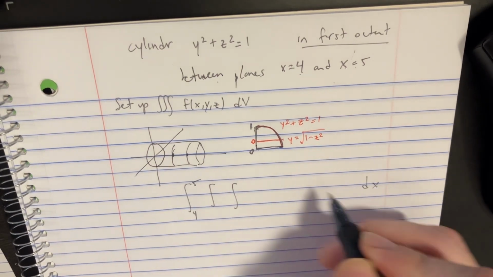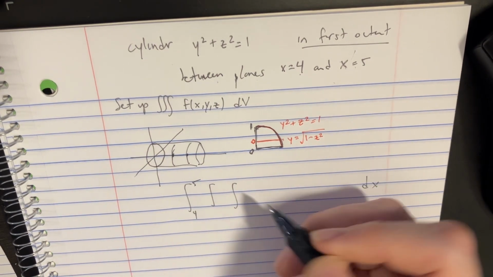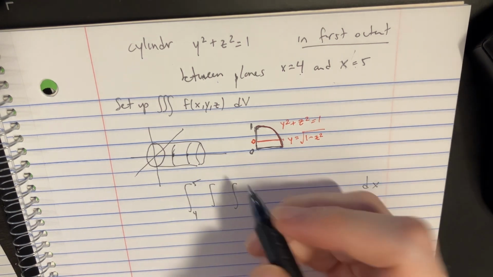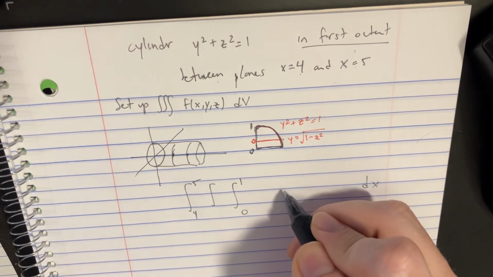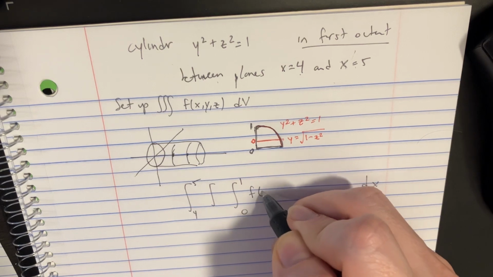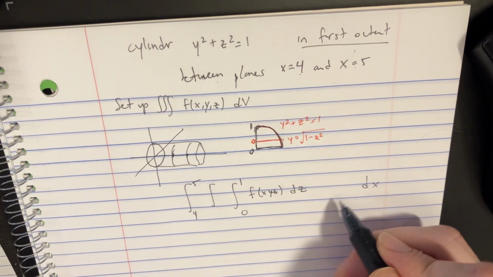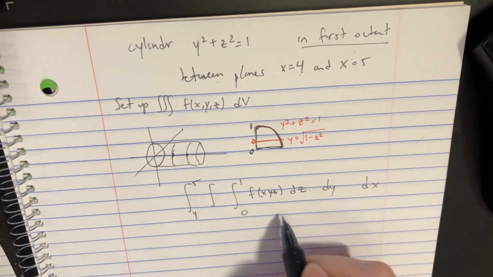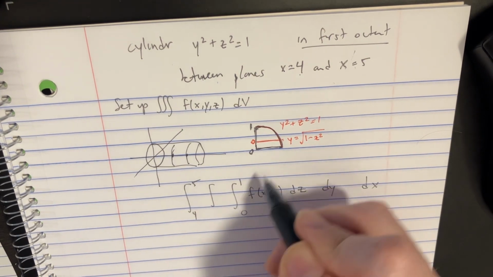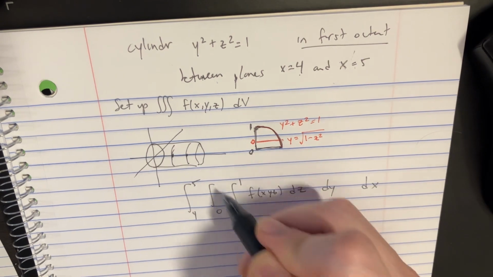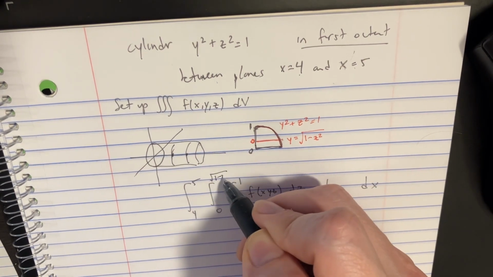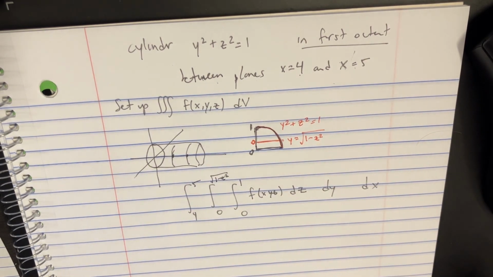So now we can easily put these things in. We'll go backwards. We use 0 in the middle here. So that's f of x, y, z, and this is for d, z is first, and then we'll get a dy, and then we'll have the dx. For the dy, we're just going from, again, 0 to the square root of 1 minus z squared, and that should complete our answer.